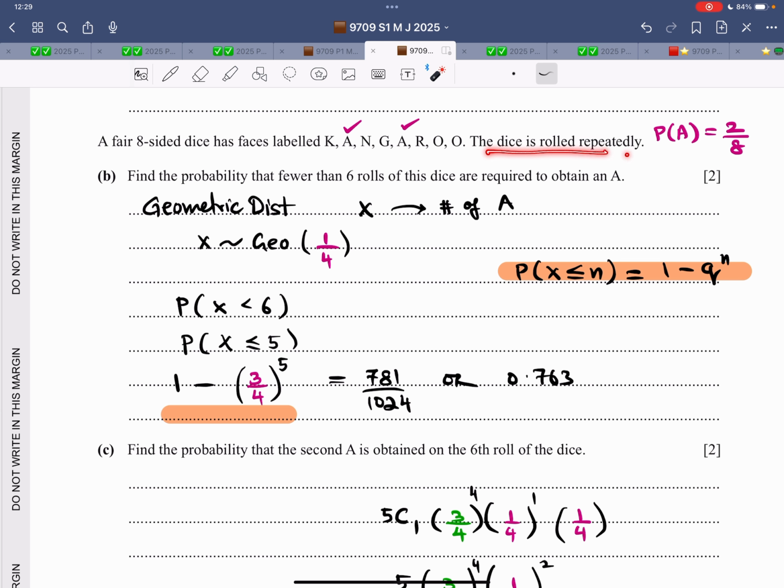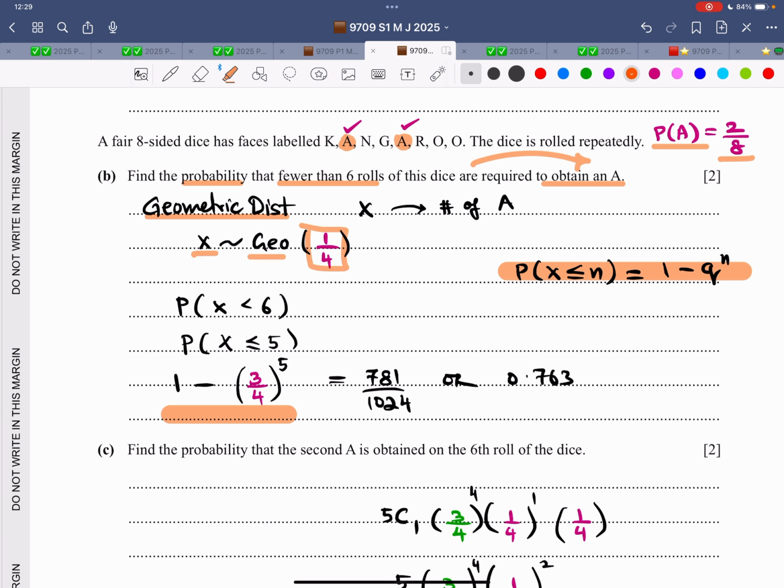Next one. Now it says a fair 8-sided dice has faces labeled such and such. The dice is rolled repeatedly. Find the probability. Again, I need to underline. Find the probability that fewer than 6 rolls of this dice are required to obtain an A. How many A's do you see? We see 2 A's. So probability of getting an A is 2 over 8, which is 1 over 4. Now this is a geometric distribution. Why is it geometric? Because until and unless you get an A. So X follows a geometric distribution with a probability of 1/4.